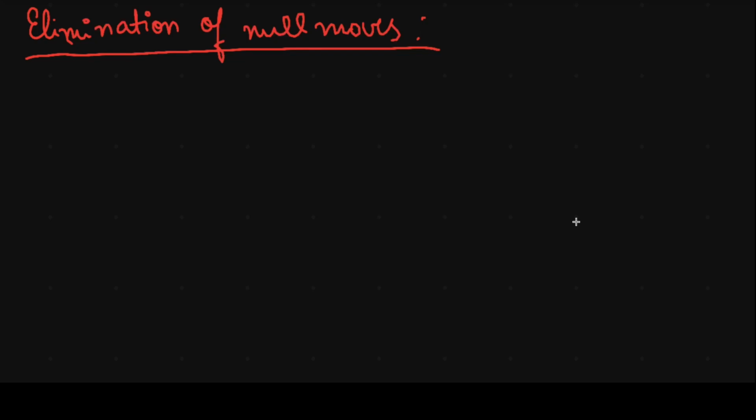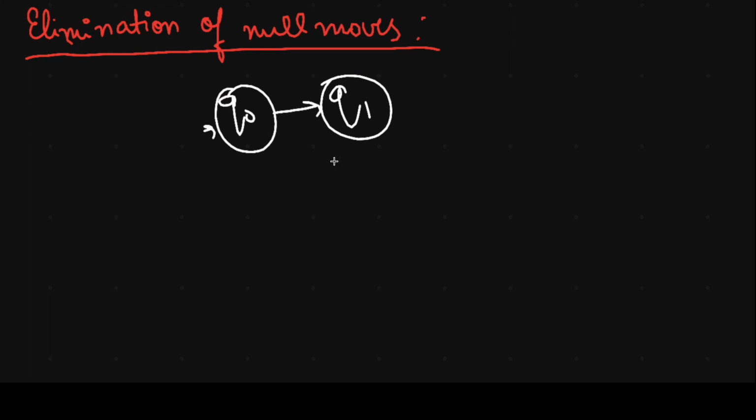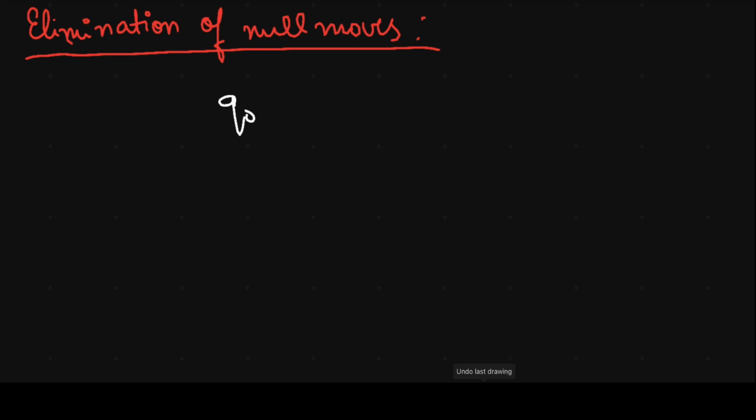So in this video we will be talking about the elimination of null moves. So basically, what is a null move? A null move is when a machine can change its state without any input symbol. For example, Q0 is going to Q1 without any input symbol. So this is known as a null move, but it is of no use in our design, so we should try to eliminate our null moves to make our design more accurate.